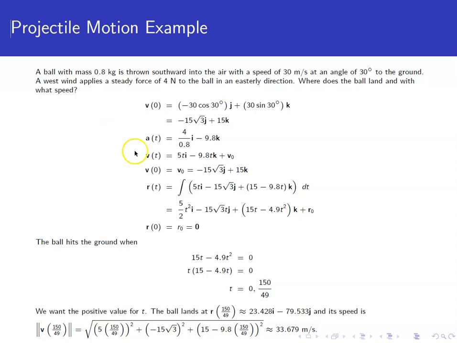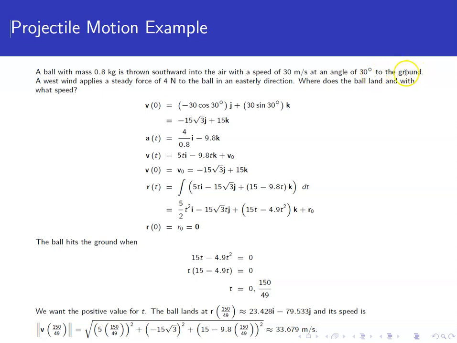In this video, we're going to do an example of projectile motion. So we have a ball that's being thrown southward into the air. We have a mass of 0.8 kilograms for the ball. The speed at which the ball has been thrown initially is 30 meters per second, and it forms an angle of 30 degrees to the south.